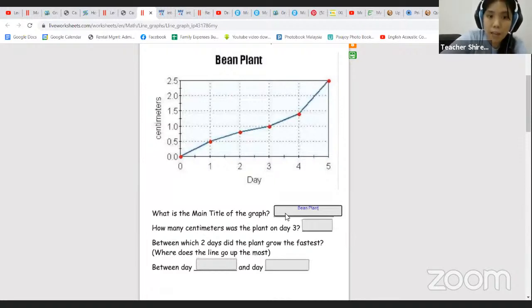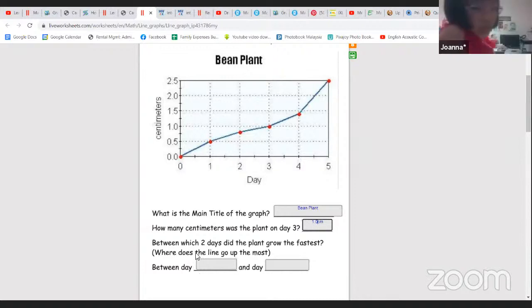Bean plant. How many centimeters was the plant on day 3? Day 3, so it's 1 centimeter. 1 or 1.0, both can. Between the 2 days, did the plant grow the fastest?